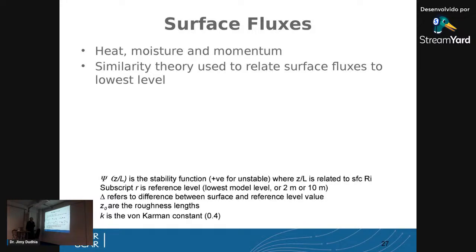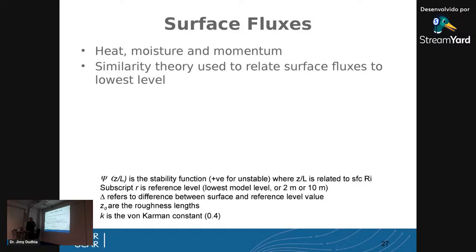Delta refers to the difference between the surface and the reference level. So here's theta ground minus theta at the lowest level, for example, and 0 to the reference length. You can see that therefore you need the ground temperature before you can compute the flux. But before you go into the land model, you don't know the ground temperature.